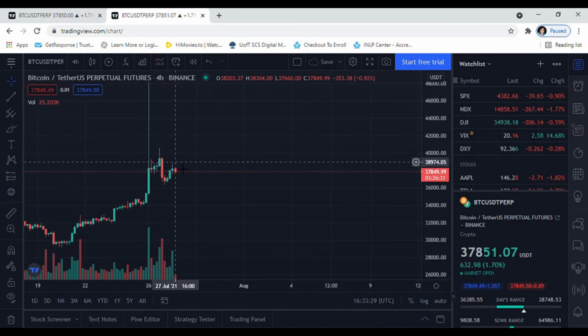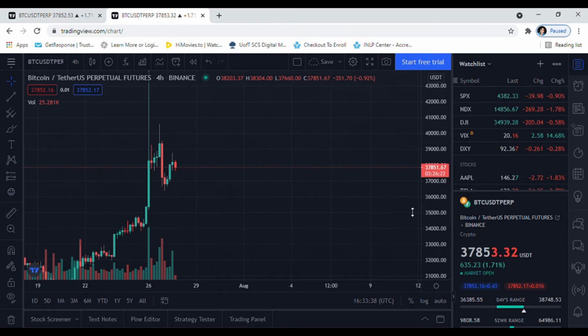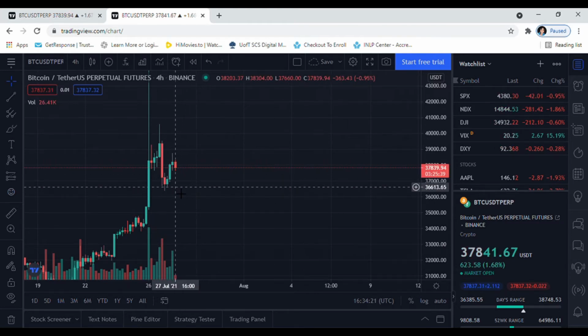So as you can see, I went to the 4-hour. I see here that the latest candle is red. This 4-hour candle started about 34 minutes ago, and it will be closing at around 2 p.m. Mountain Time. That's when this candle will close.